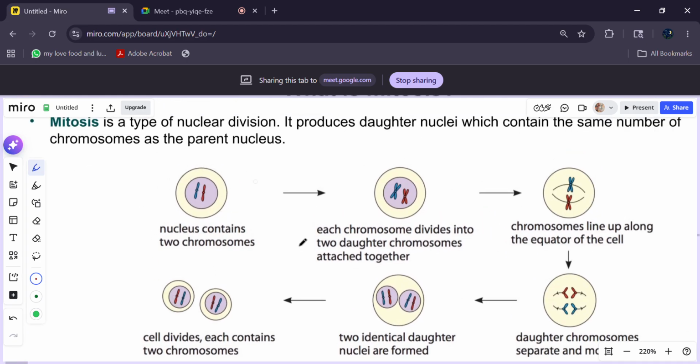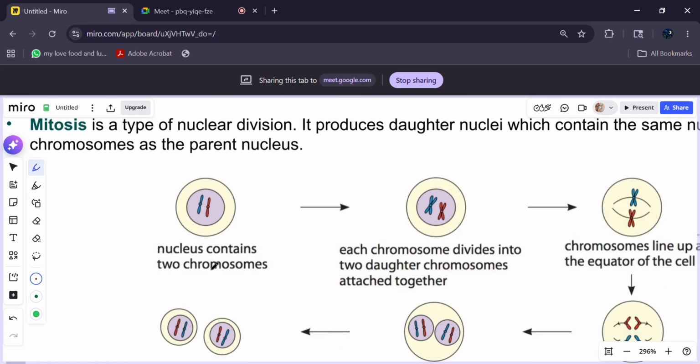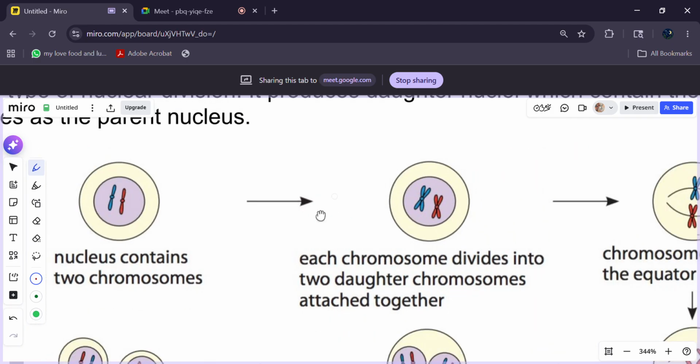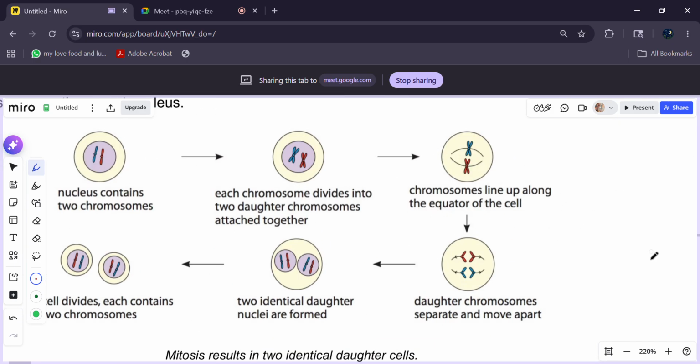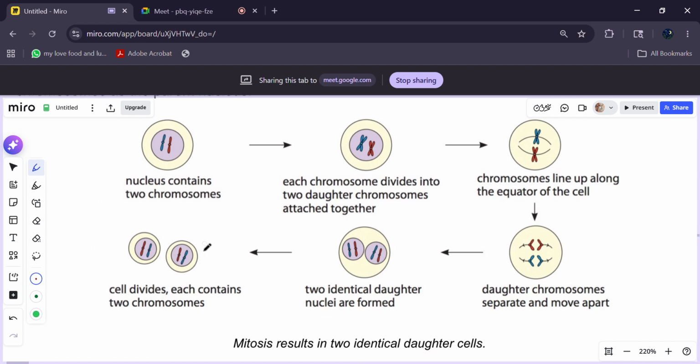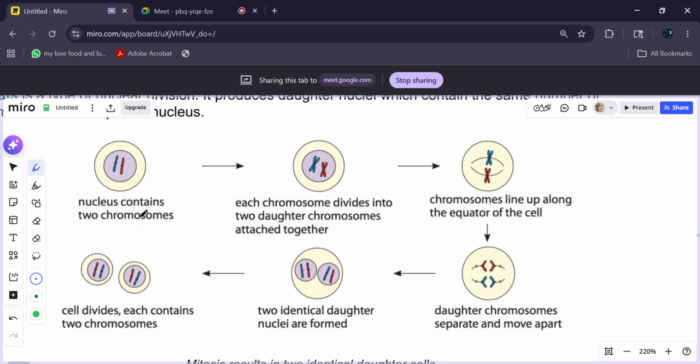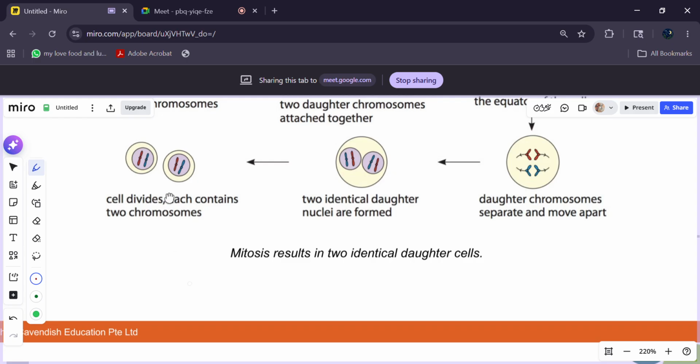So you can see, despite the fact that the nucleus divided into two, the number of chromosomes each cell has is the same as the parent cell. How this happens is because the chromosomes line up along the equator of the cell, and the daughter chromosomes separate and move apart. That means they split in half, containing two. So two identical daughter nuclei are formed, and as the cell divides, each contains its own two chromosomes. So this entire process is known as mitosis.